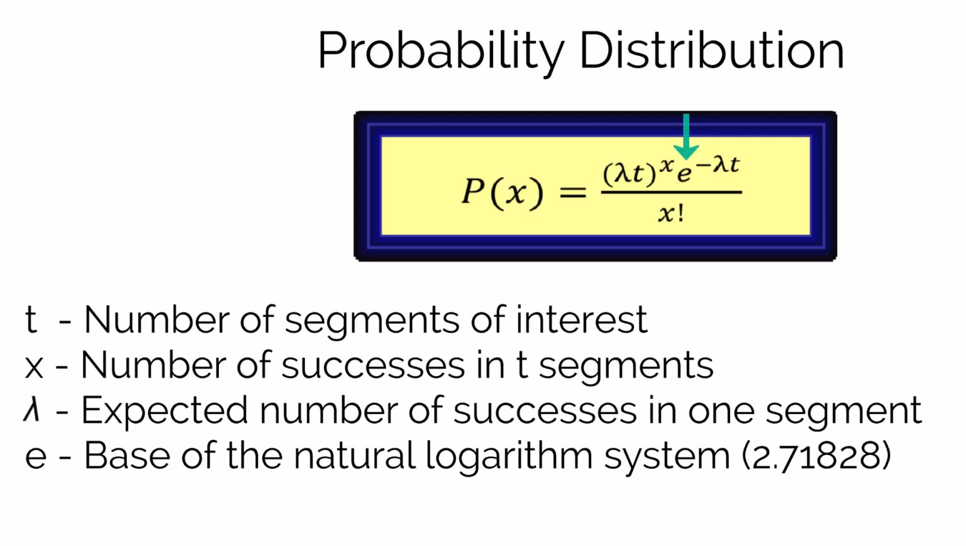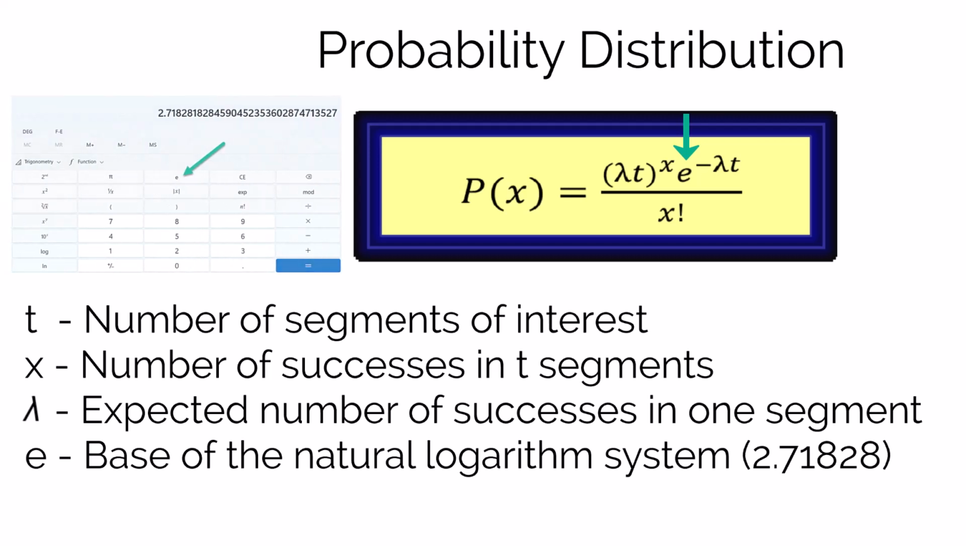The E here that you see in the formula is the base of a natural logarithm, and its value is 2.71828. So you won't be expected to remember that. You can use your calculator, and if you look for the button with an E and press it, you should see 2.71828 with a bunch of floating decimal places to the right. Now, if your calculator does not have the E button, then you will have to manually type in the number when you're doing the formula.